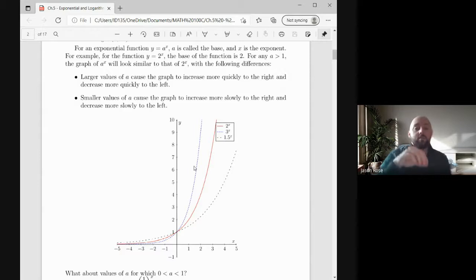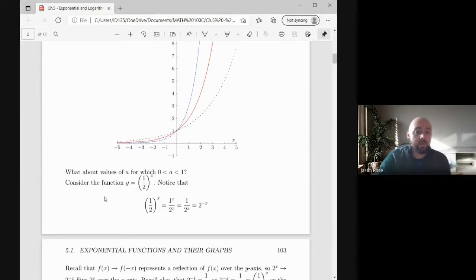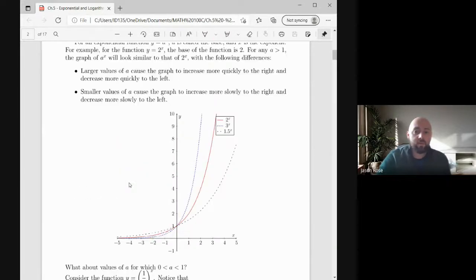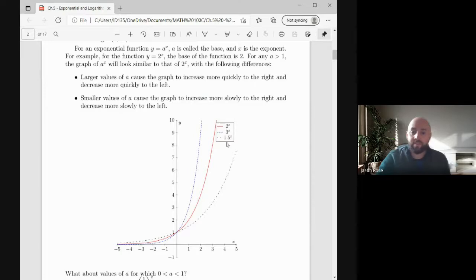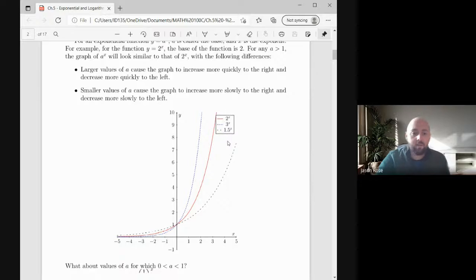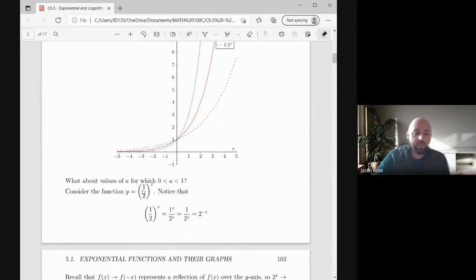It's just the steepness of it that is affected by changing the base number. And what we haven't talked about yet, though, I was talking about different numbers, and I didn't go below 1 on purpose. I didn't want to talk about fractions because they're a little more complicated. So here we go. What about something like a half to the power of x?